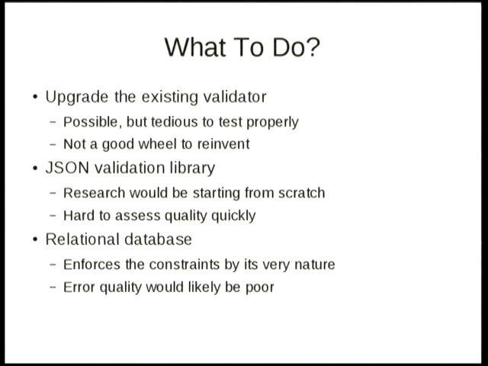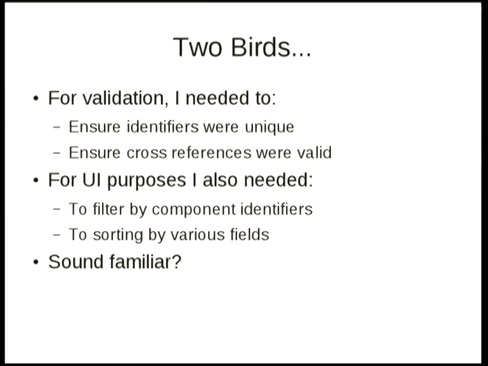So I could have upgraded the validator, but this is the thing I was talking about, that you've got to keep an eye on your complexity. And this tripped mine. I just said, no, this is a step too far, I need to change it. Could have gone for an external JSON validation library. Problem was, I had no idea what's a good validation library. I would have had to be starting research from scratch. Or I could go for a relational database, because the constraints I needed to enforce were pretty similar to what a database does.